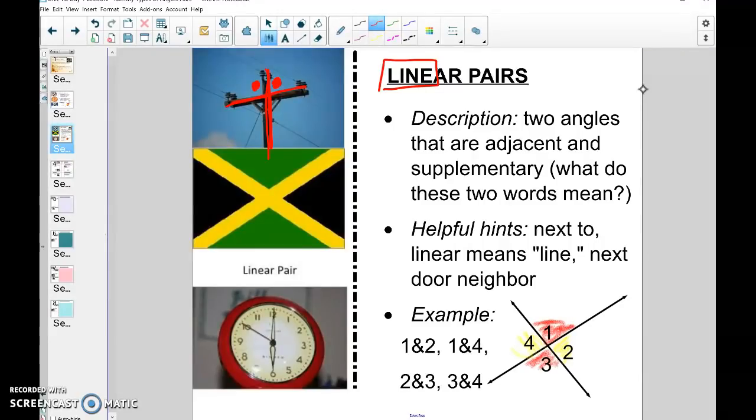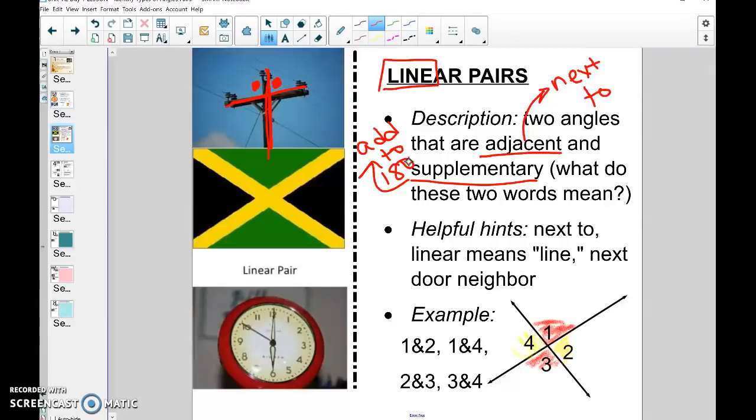So again, here's our description. Keywords here are adjacent and supplementary. Adjacent, if you don't remember, means next to. So two angles that are next to each other. Supplementary, think about line. Lines make 180 degrees, therefore supplementary angles are two angles that add to 180 degrees.